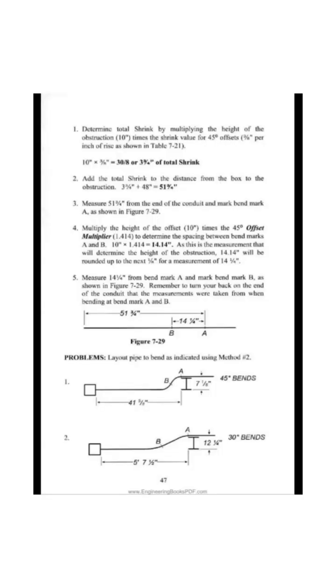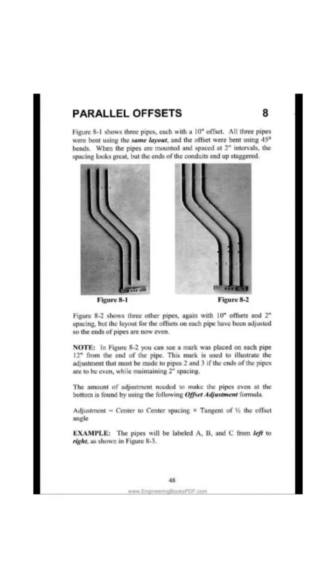Lay out pipe to bend as indicated, using method number 2. Parallel offsets. Figure 8-1 shows 3 pipes, each with a 10 inch offset. All 3 pipes were bent using the same layout, and the offsets were bent using 45 degree bends.